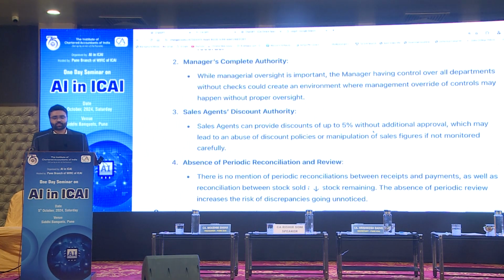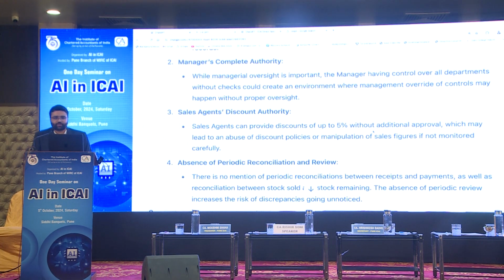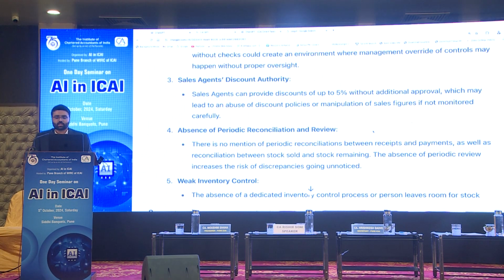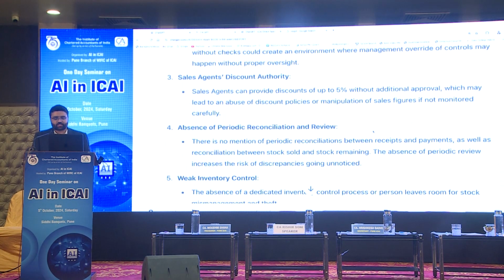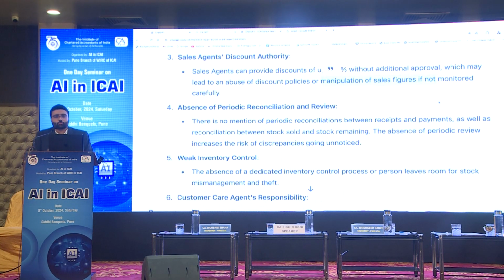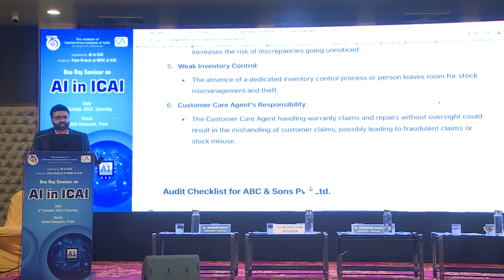Manager's complete authority is also something which is a kind of weakness for the internal control system, because there can be override controls. Then sales agent discount authority, which is up to 5% without additional approval. Here, due to absence of discount policies, there can be manipulations of sales figures if not monitored correctly. So you see, this is giving me an area of where I need to look for while I'm auditing the internal control system. And so on and so forth, it's given me the weakness.